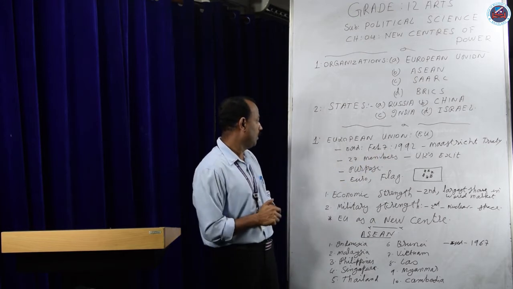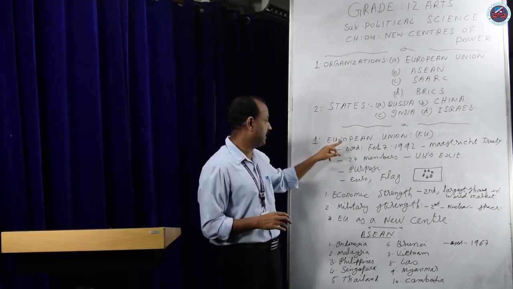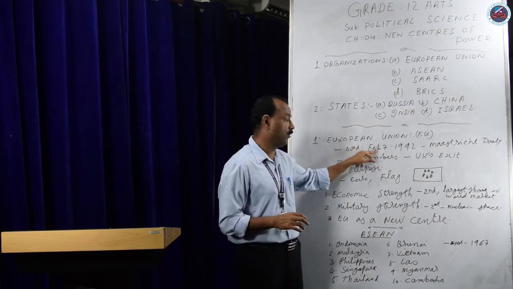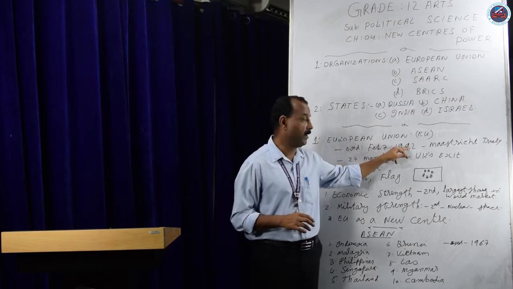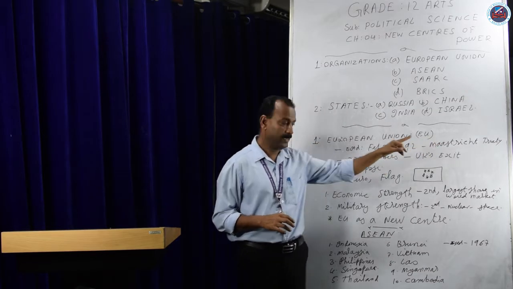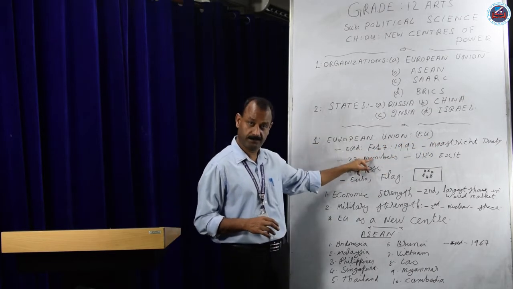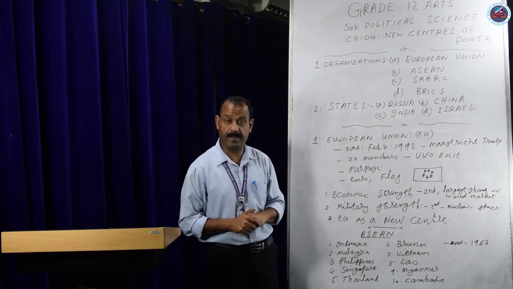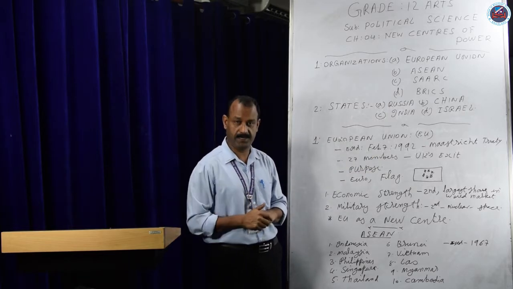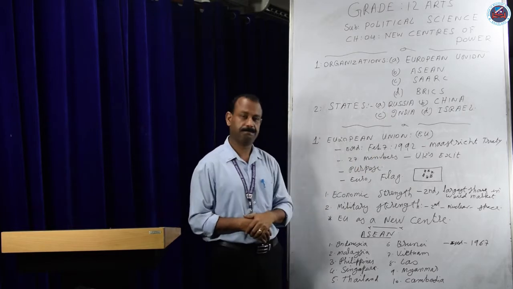So once more, European Union was established on February 7, 1992 by a treaty called Maastricht Treaty. It has 27 members. One of its founder members, UK, exited from it. It has 27 members.